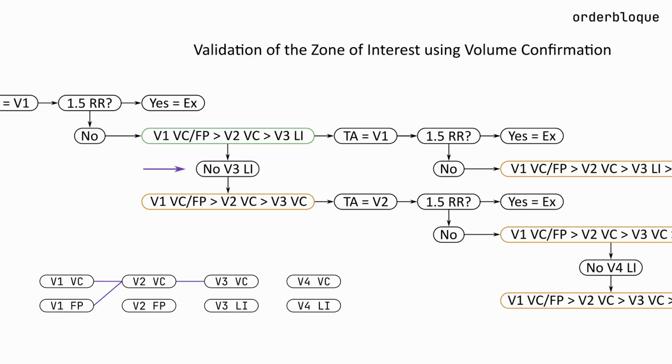The second situation usually occurs when there is no liquidity injection. In this case, we can simply wait for the test and get another volume confirmation. Since here the third variable only validates the second one, the target or trouble area will equal variable number 2.